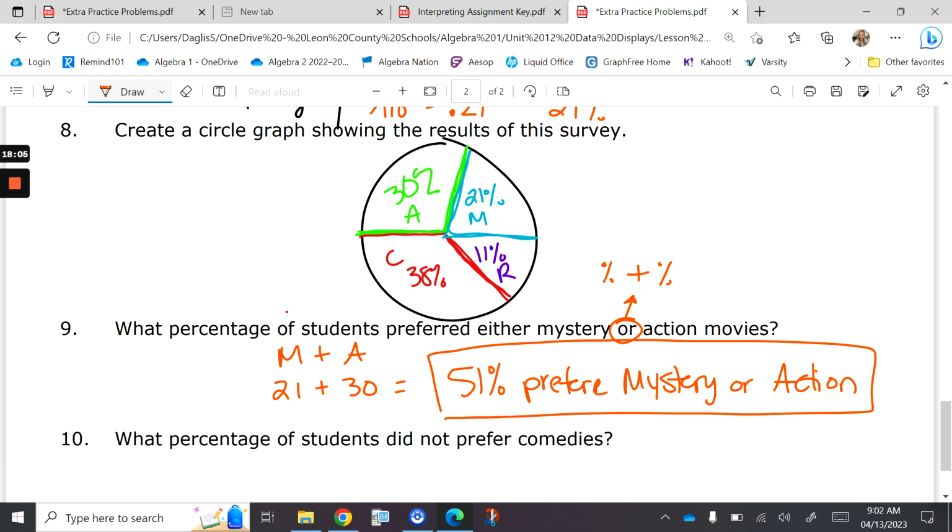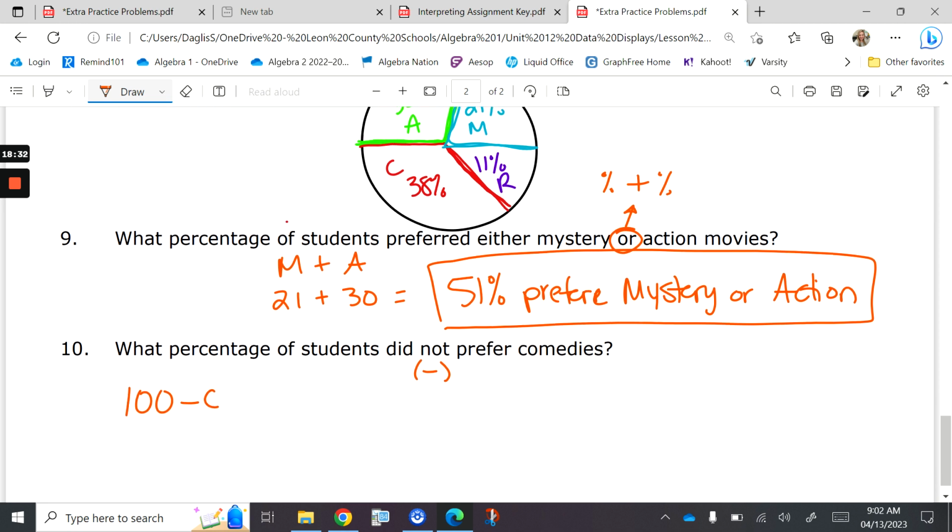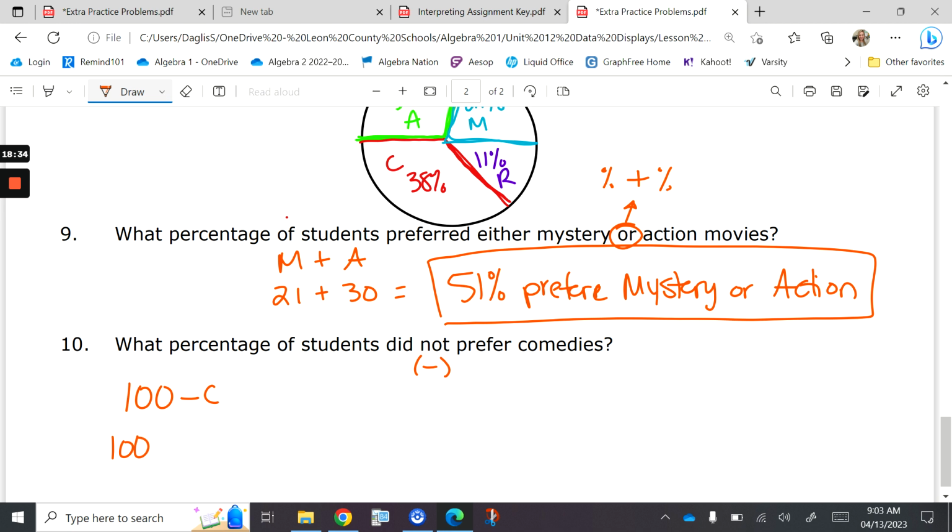Our last question, what percentage of students did not prefer comedies? There are two ways to do this. Who has an idea of what one of them is? Subtract comedy from what? And how do I say the rest? I would subtract comedy from what? 100%. Good. So not, you can think of minus. So I can do 100 minus my comedy. My comedy was what, 38? So minus 38 gives me what's left. I believe it's 62.